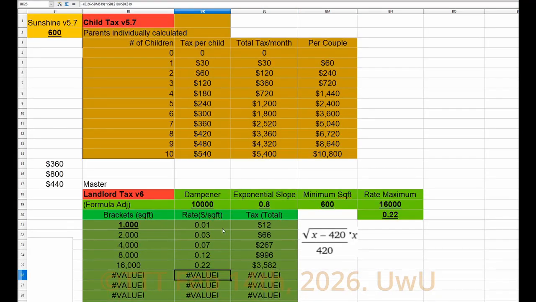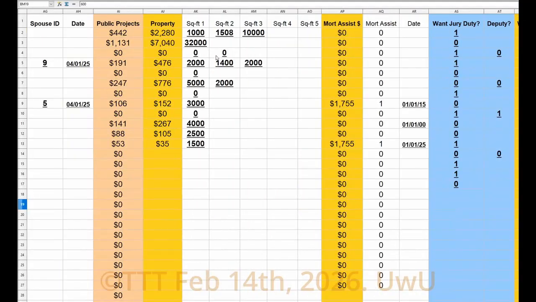So, minimum square feet, we can show that same formula. If this guy only has 500 square feet, he pays $18 a month for public projects. The public projects I added to it, 140. It's almost as much as the property tax. But I actually raised it so it was like some more than the property tax for some people.